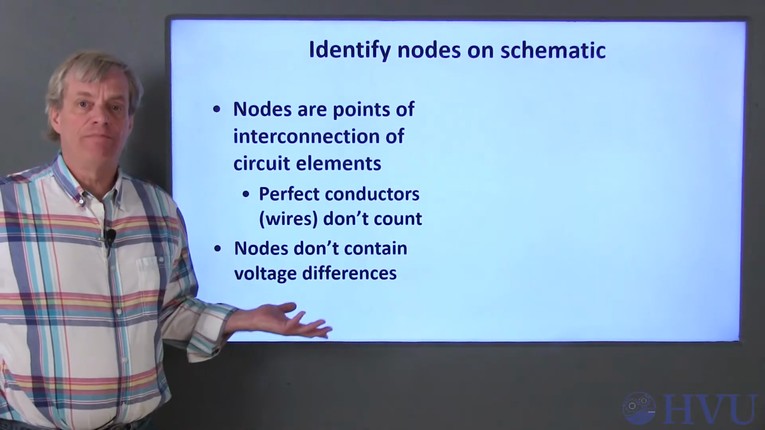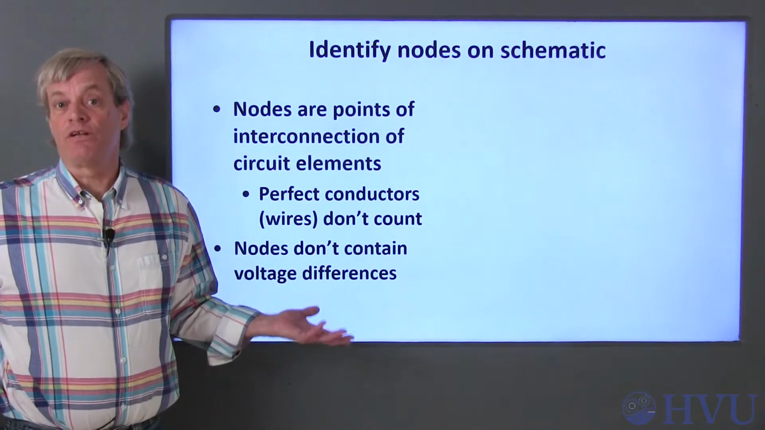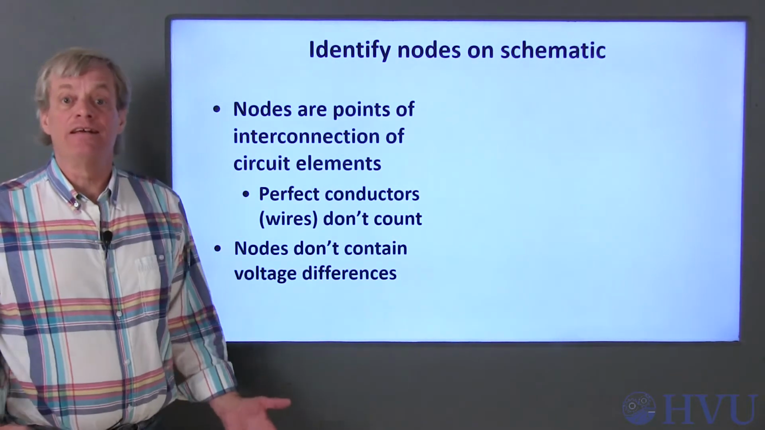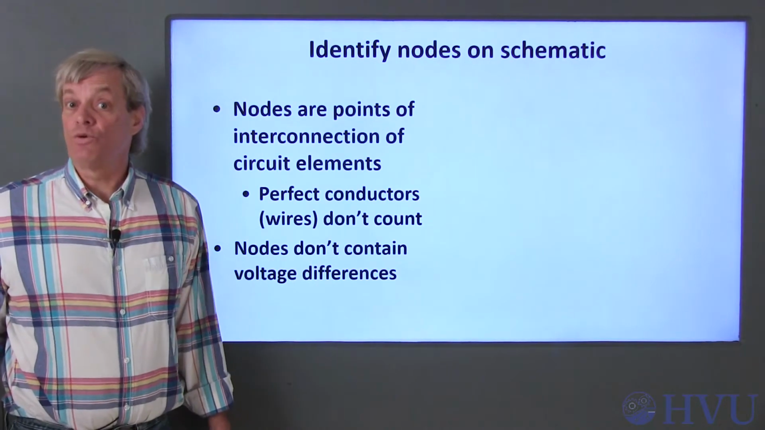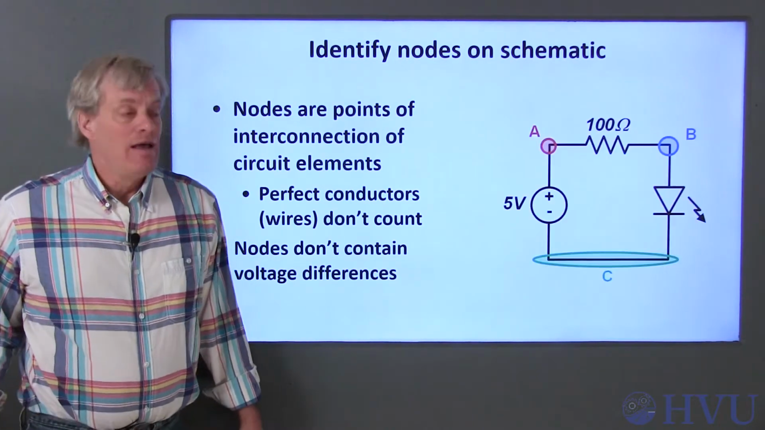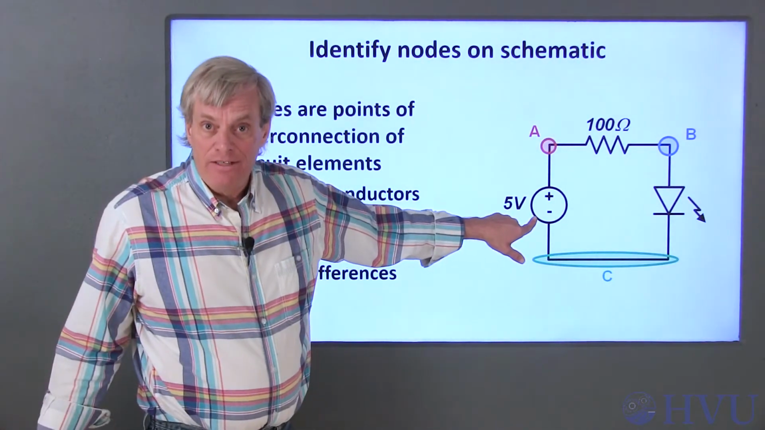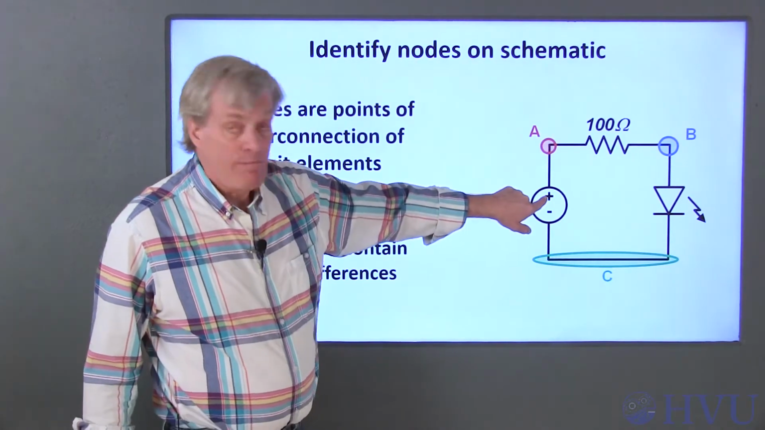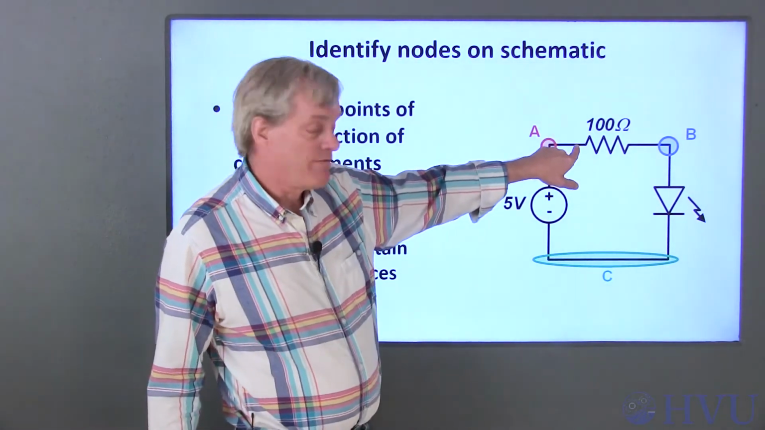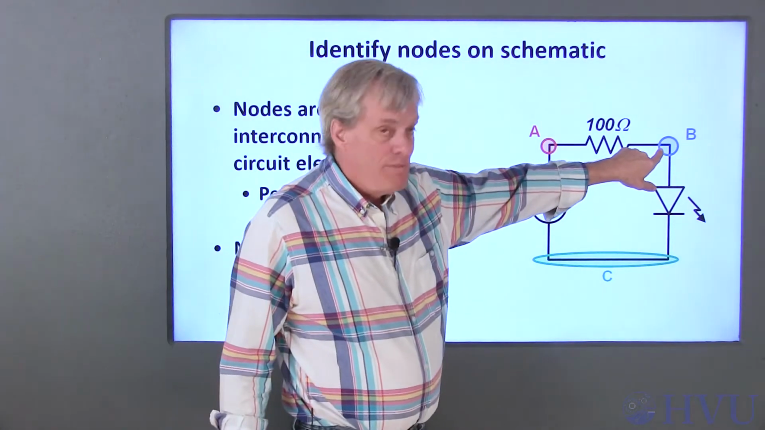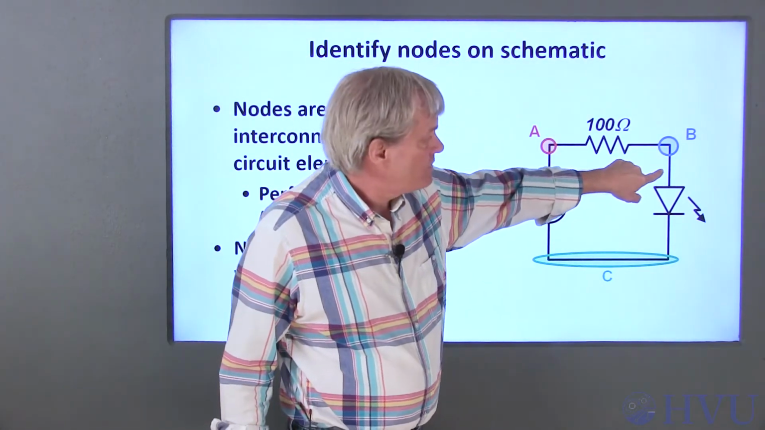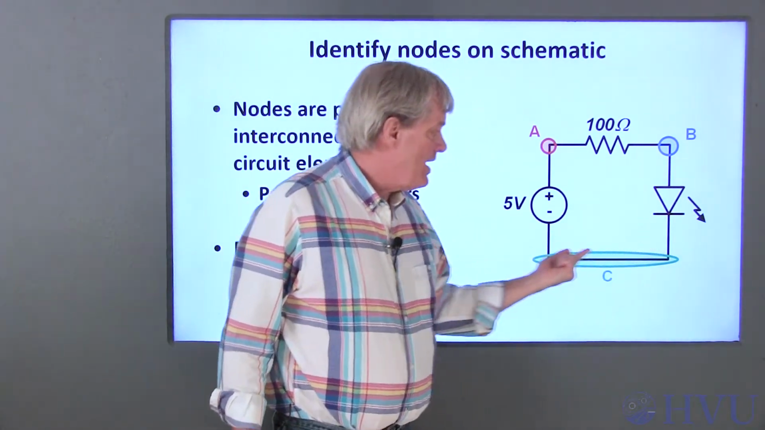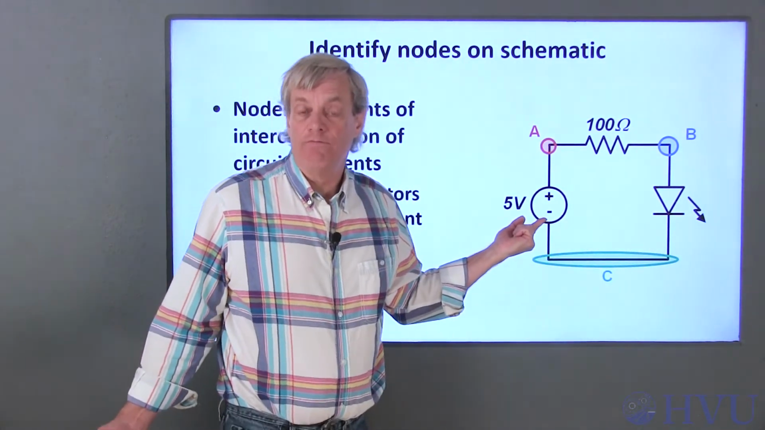Identifying nodes is a fundamental step in being able to assemble a circuit from a schematic. We identify nodes in the schematic and the breadboard, and then connect the components in the schematic to the corresponding nodes on the breadboard. These are the nodes I've identified in this circuit. The letters I've assigned to them are arbitrary. Node A connects the positive terminal of the 5-volt source to one of the terminals of the resistor. Node B connects the other terminal of the resistor to the anode of the LED. And node C connects the cathode of the LED to the negative terminal of the 5-volt source.